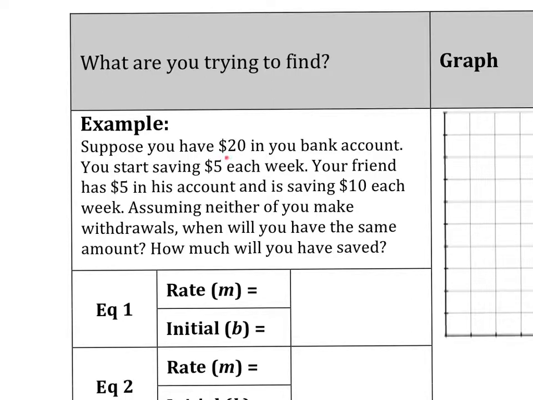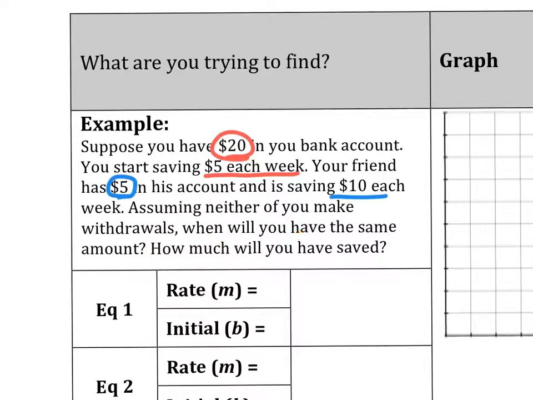All right, so let's take a gander here. Suppose you have $20 in the bank, so that's what you start with, and you start saving $5 a week. So at week 0, you have $20, and after 1 week, you have $25, and then after the next week, you have $30. So that's the process you're doing. Your friend also has an account, but he starts off with $5, and he's saving $10 each week. So assuming neither of you ever makes a withdrawal, when will you have the same amount? So the question is about the number of weeks.